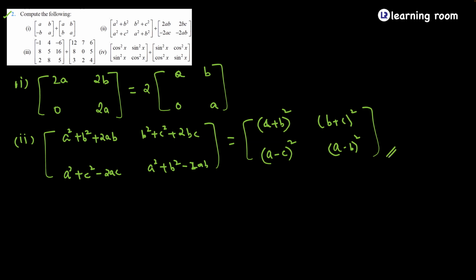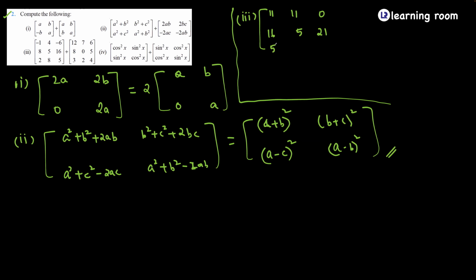Okay. Next. So if you look at the third one, the third one is simple. I'll write it here. Minus 1 plus 12 is going to be 11. 4 plus 7 is 11. 6 minus 6 is 0. 8 plus 8 is 16. 5 plus 0 is 5. 16 plus 5 is 21. 2 plus 3 is 5. 8 plus 2 is 10. And 4 plus 5 plus 4 is 9.